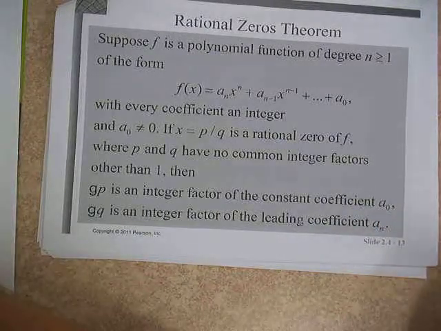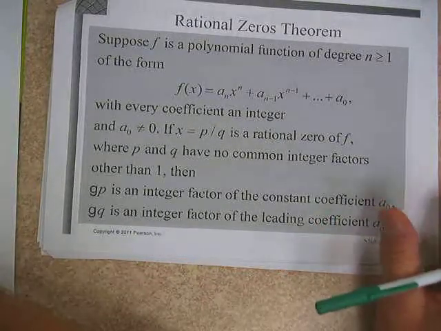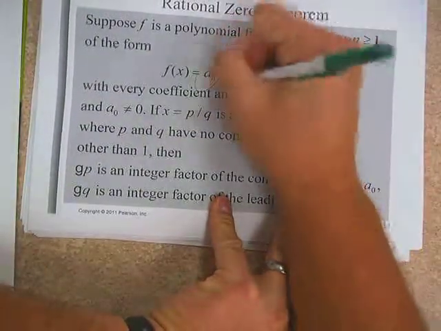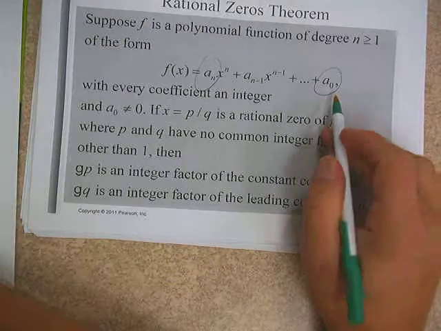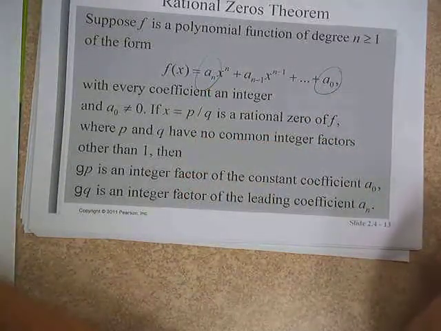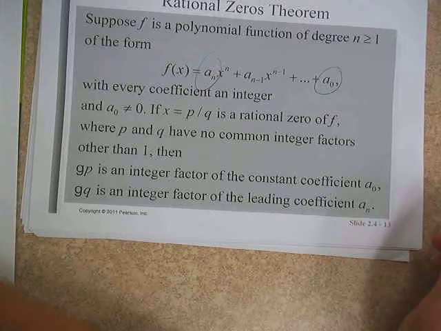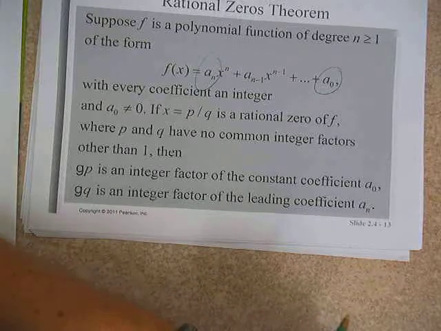Now, that notation is rather confusing as far as I'm concerned. So let's talk about that in much simpler terms. What does all that mean? What it means is that we're going to look at these two terms. We're going to look at a sub 0, and we're going to look at a sub n. A sub 0 being the constant term, a sub n being the leading coefficient.